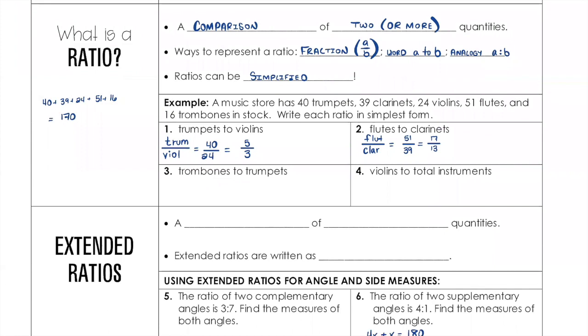All right, trombones to trumpets. So trombones to trumpets. How many trombones? 16. How many trumpets? 40. Reduce 16 over 40. They're both divisible by 8. 2 over 5.